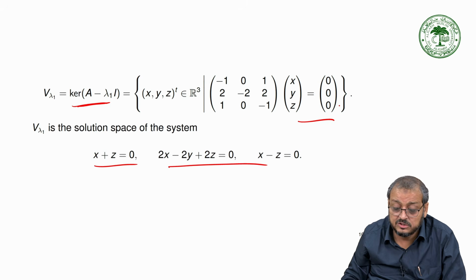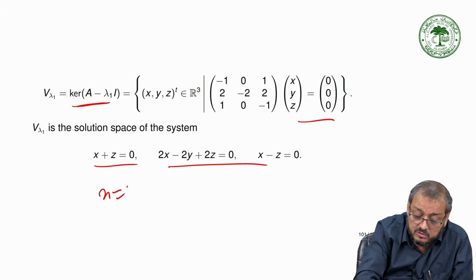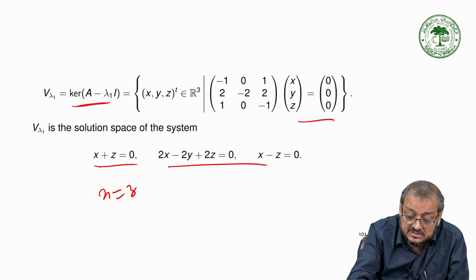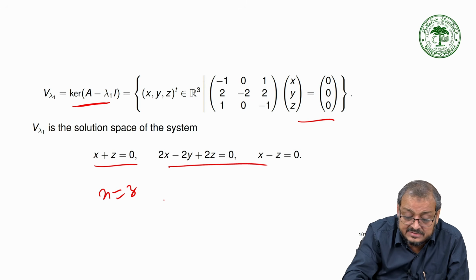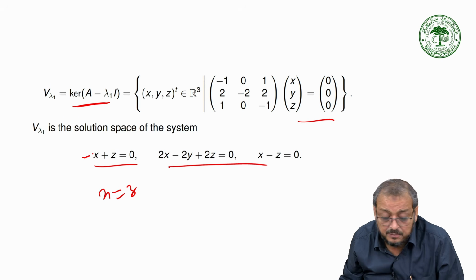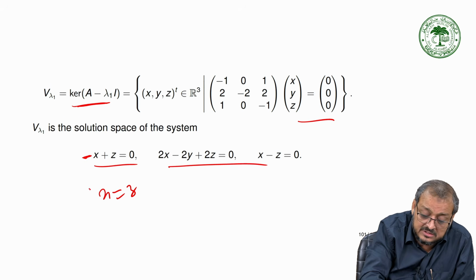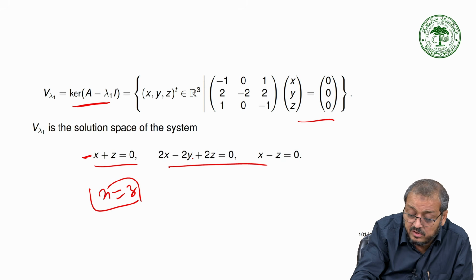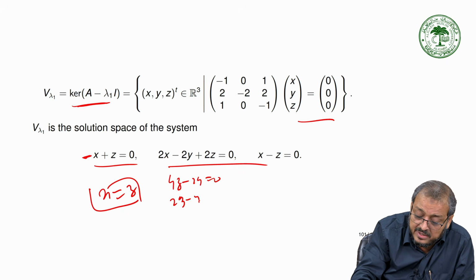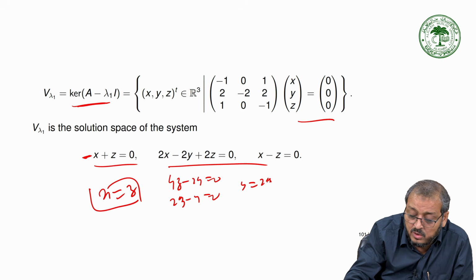Okay, so this means x is equal to z, and x plus z is equal to 0. Sorry, this should be minus x plus z is equal to 0, so x is equal to z. Then from here, if x is equal to z, substituting here, 2x is equal to 4z minus 2y is equal to 0, so 2z minus y is equal to 0, and y is equal to 2z.